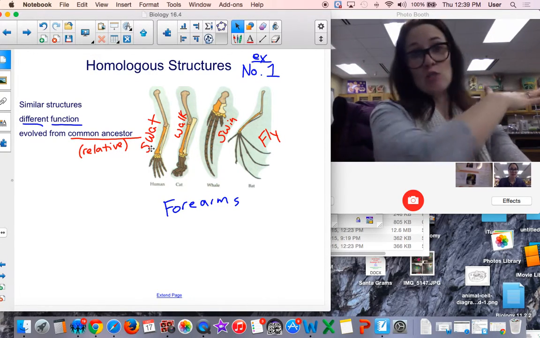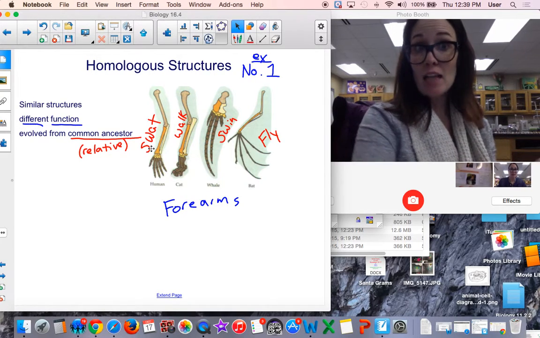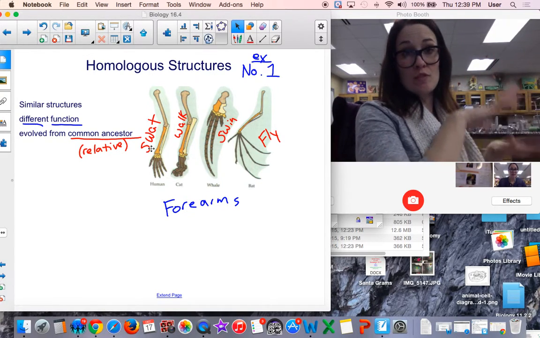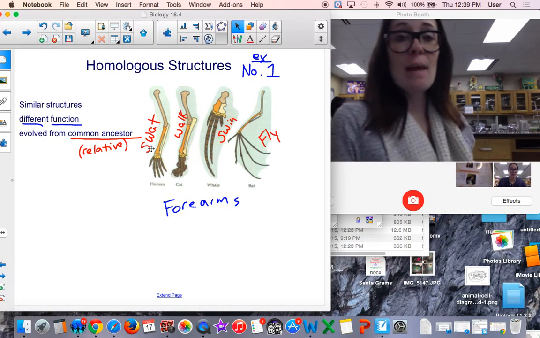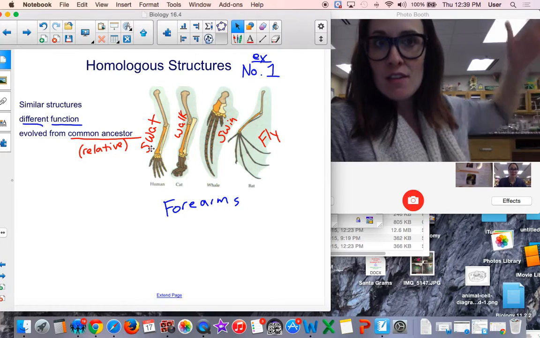Humans use it to swat. Cats use their forearms to walk. Whales use their forearms to swim, and bats use their forearms to fly.